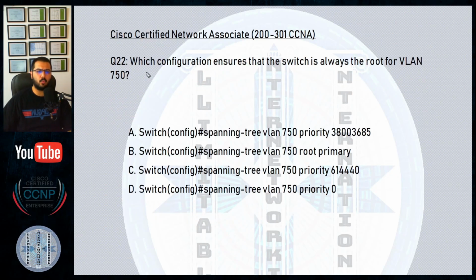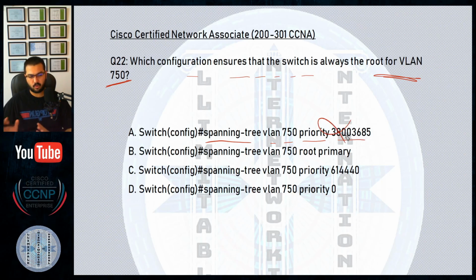Question 22, which config ensures that the switch is always the root for this VLAN? So it's PVST. Spanning-tree VLAN 750 priority billions. There is no such command. There is no such numerical value that is accepted. The maximum is 65,000. Sometimes it's 61,000. Okay, 65,000 or 61,000. Spanning-tree VLAN 75 root primary.